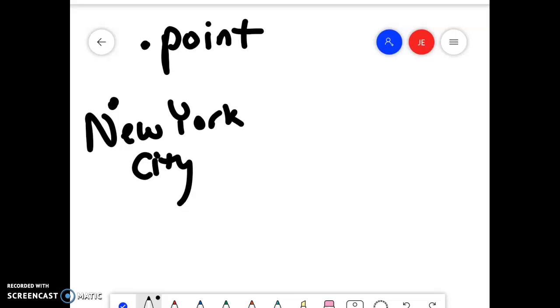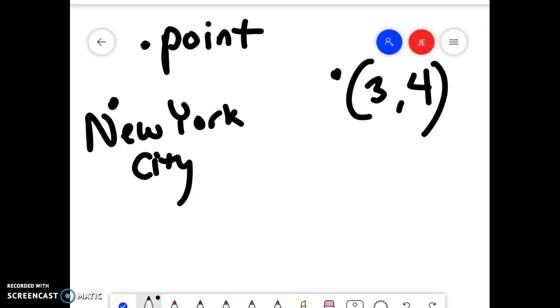We can also have points on a coordinate grid. In that situation, a point might be marked by coordinates like 3, comma 4, which would be our x and y coordinates, and so on and so forth. So points can exist in a variety of different places.